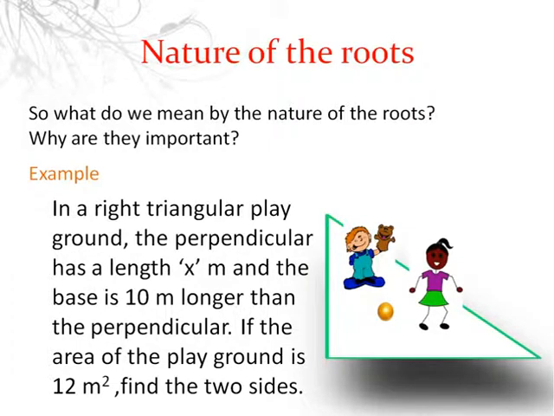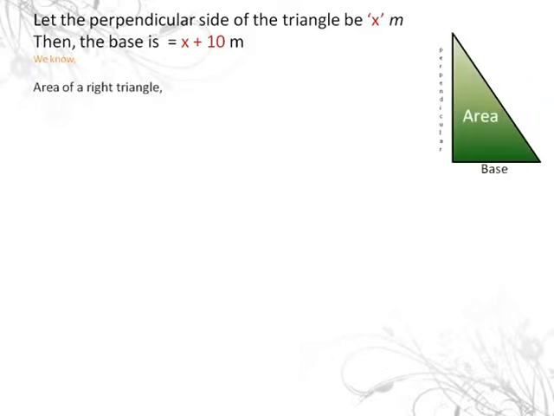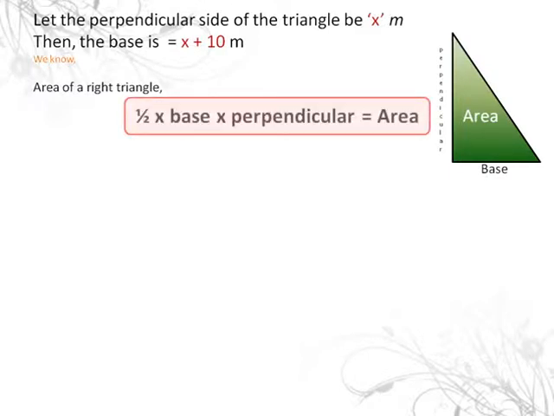Let us see how we can use the concept of nature of roots in solving this problem and how it is important that we know the nature of the roots before we proceed and find the values of these sides. From the information given in the question, we know the perpendicular side of the triangle is x meters. Now the base is 10 meters longer, so its length will be x plus 10 meters. Now if you take a right triangle, where one side is the perpendicular and the bottom side is the base, then area of the right triangle is given by half into base into perpendicular.